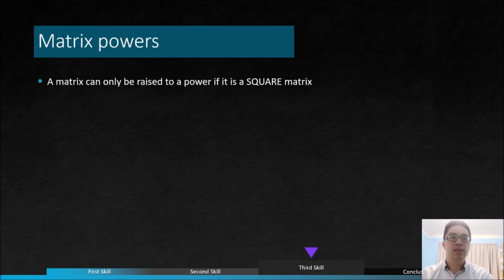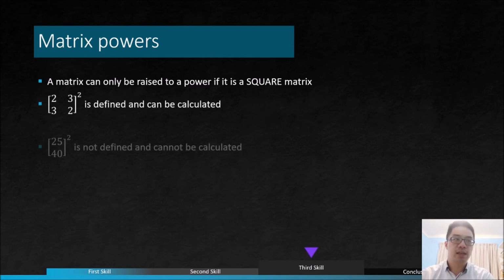Matrix powers. A matrix can be raised to a power if it is a square matrix. So for example, this can be defined and be calculated. This is not defined and it cannot be calculated.